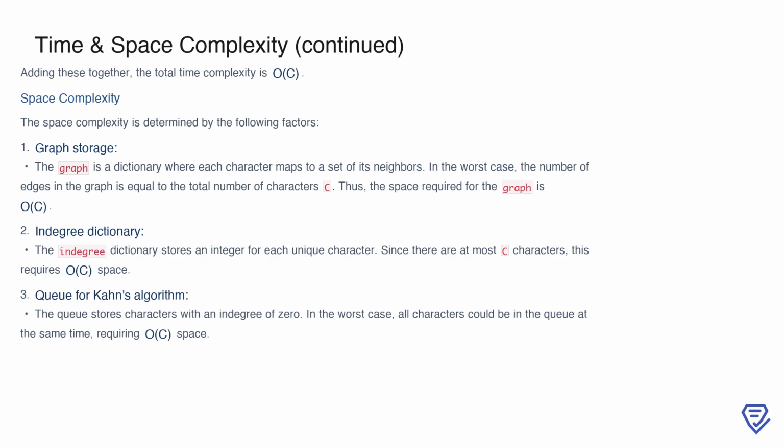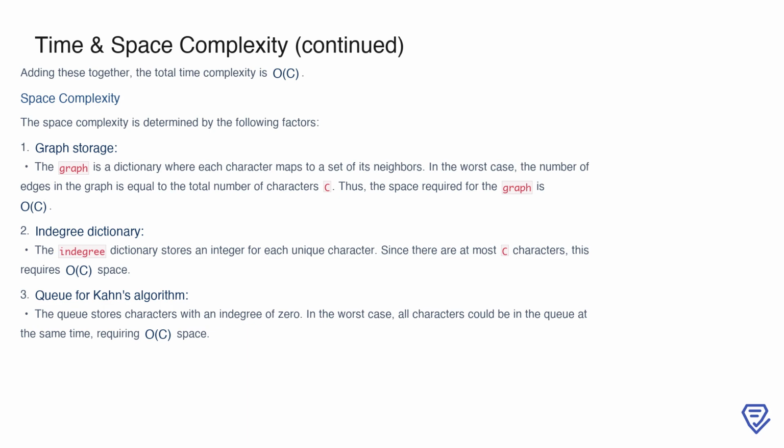Next, we evaluate the space complexity, which depends on four factors. First, the graph is stored as a dictionary mapping each character to a set of its neighbors. In the worst case, the number of edges in the graph corresponds to the total number of characters, so the graph requires C space. Second, the in-degree dictionary stores an integer value for each unique character, and since there are at most C characters, this also requires C space.